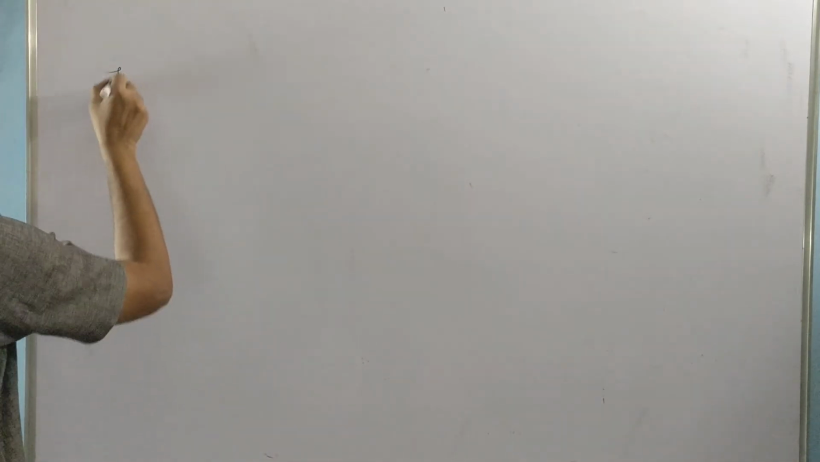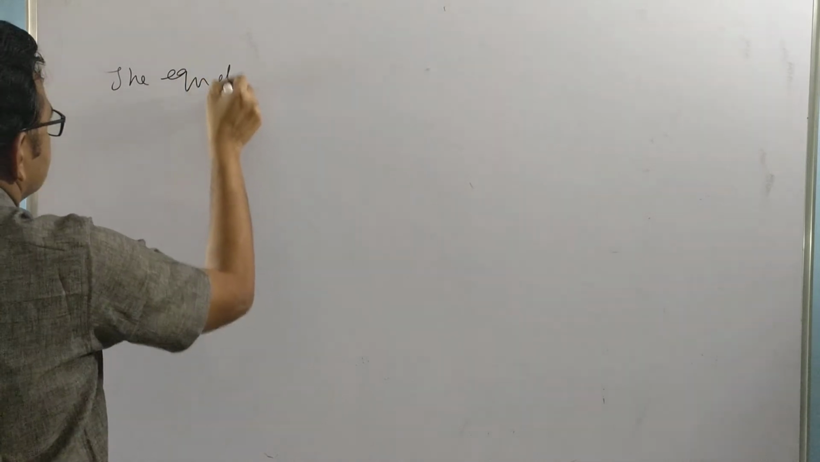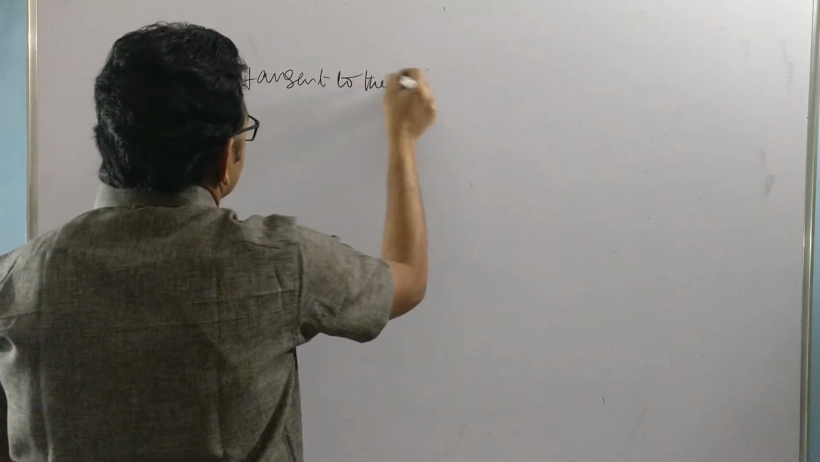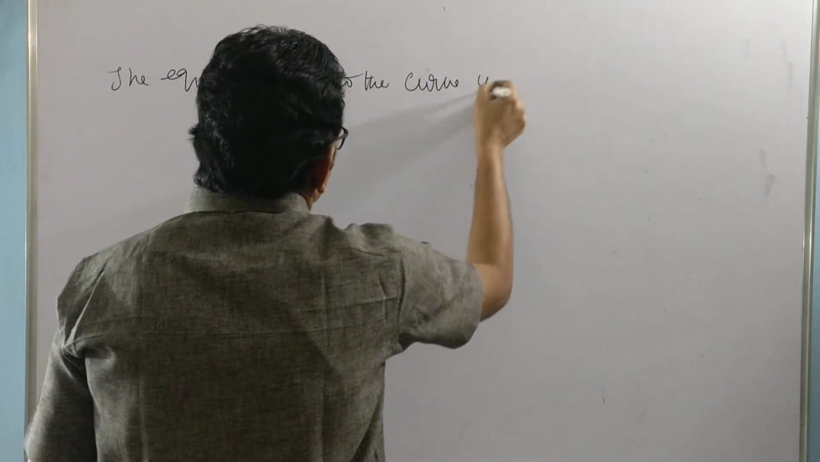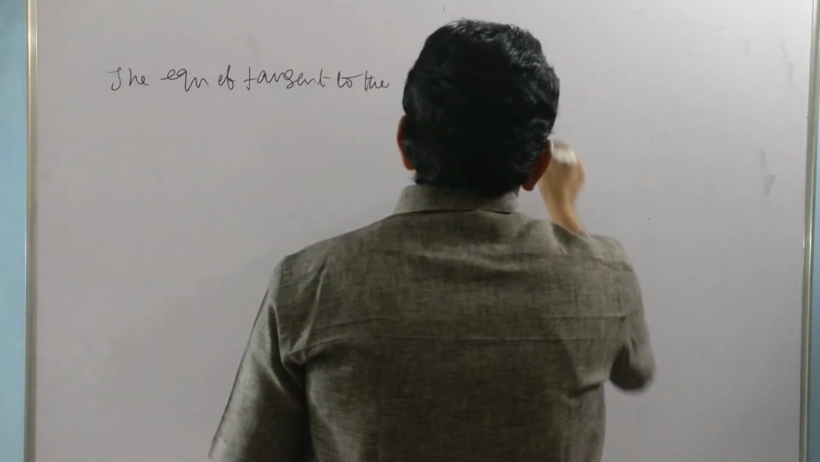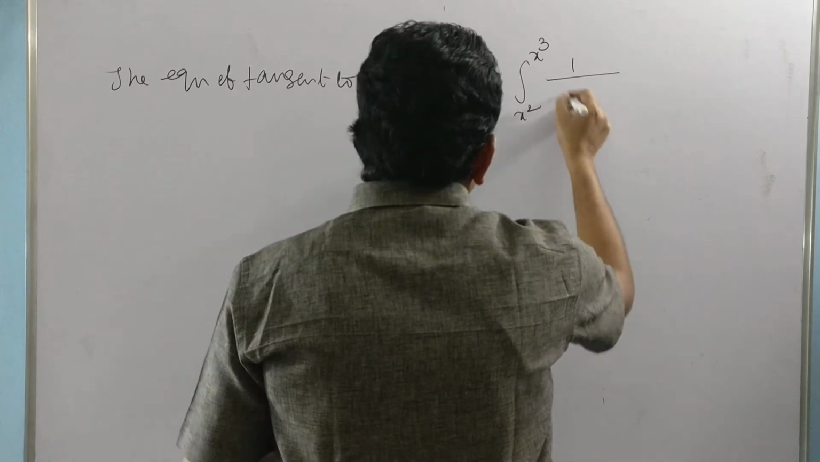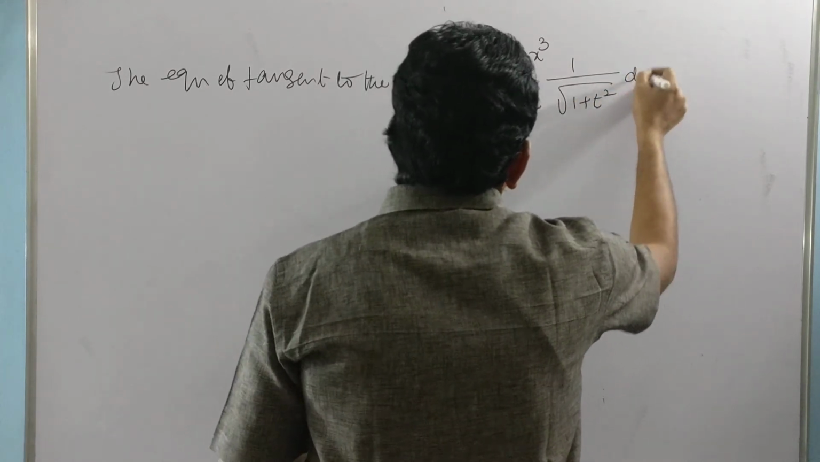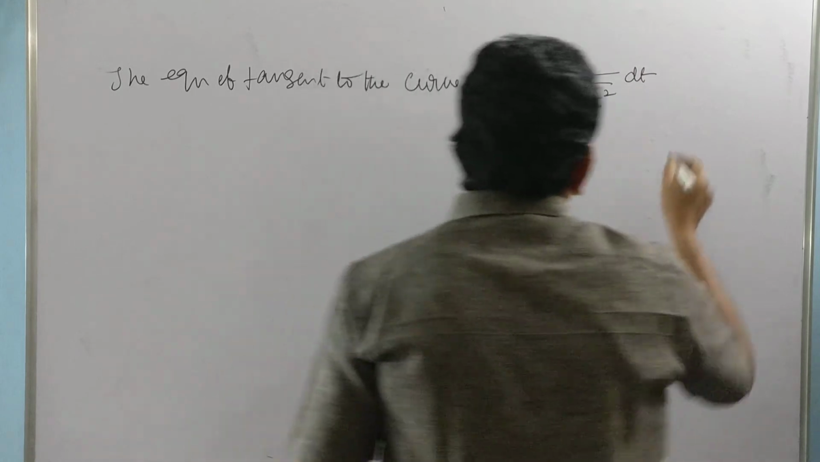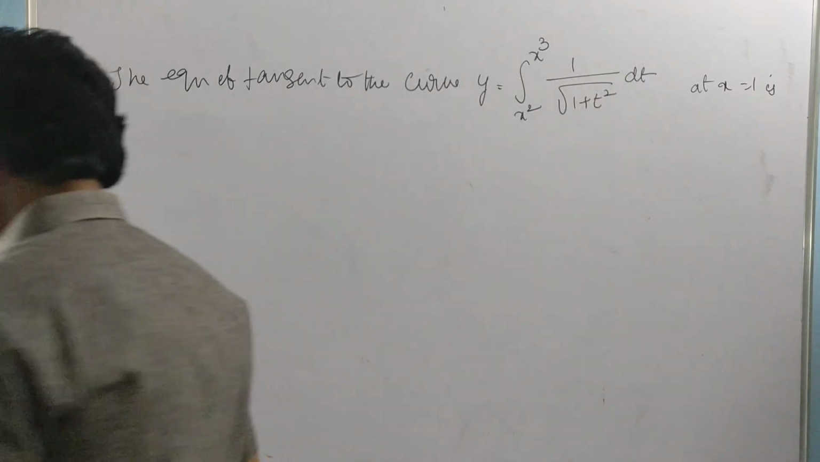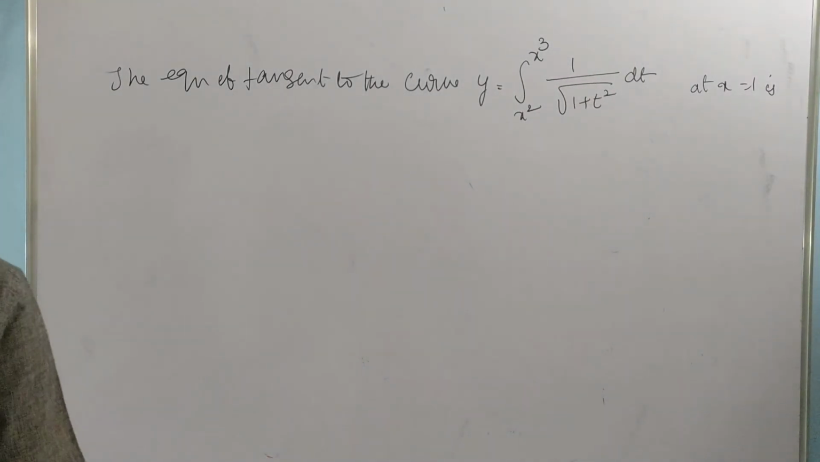Next one, the equation of tangent to the curve y is equal to the integral from x squared to x cube of 1 by root of 1 plus t squared dt, at x equal to 1, is. At x equal to 1 is.